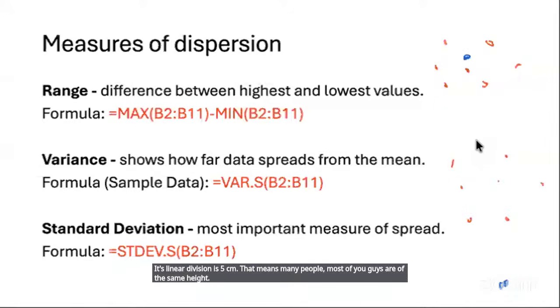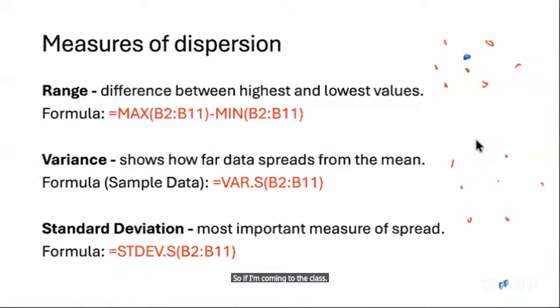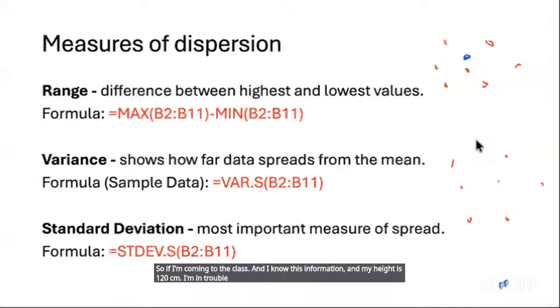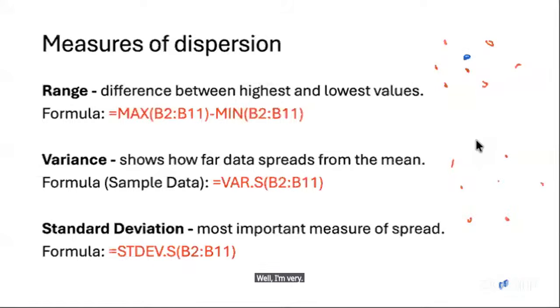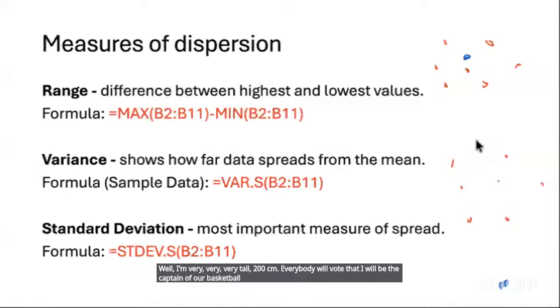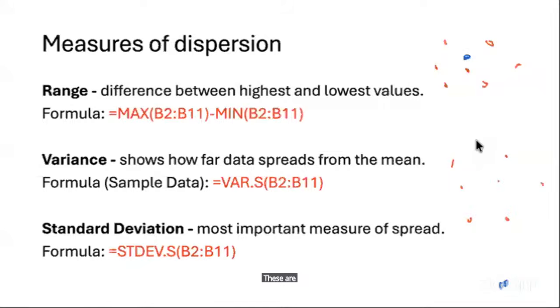So if I come to the class and I know this information and my height is 120 cm, I'm in trouble. Everybody will be saying that I'm very short. Or if I'm very, very tall, 200 cm, everybody will vote that I will be the captain of our basketball team. This is a simple example, but it gives you very big insights.